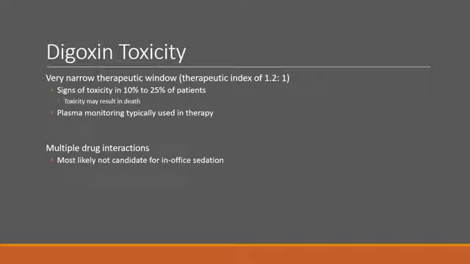They saw that upwards of 10 to 25% of patients were affected, and if it was severe enough, it may actually cause death. And so digoxin required a lot of monitoring. They did that via blood samples, and the other thing with digoxin is that it had a whole list of drug interactions. And so often with patients on digoxin, because of the interactions that we saw, they really were not good candidates for in-office sedation.